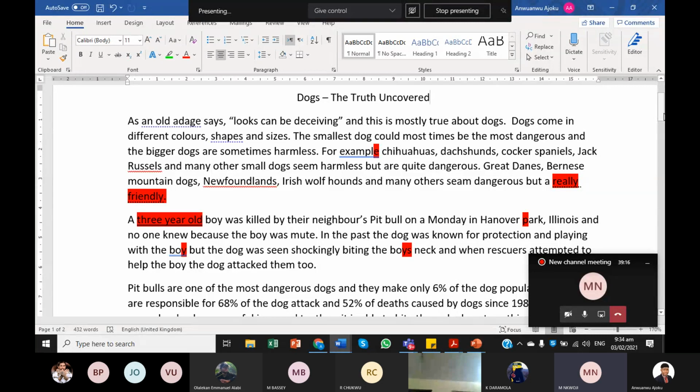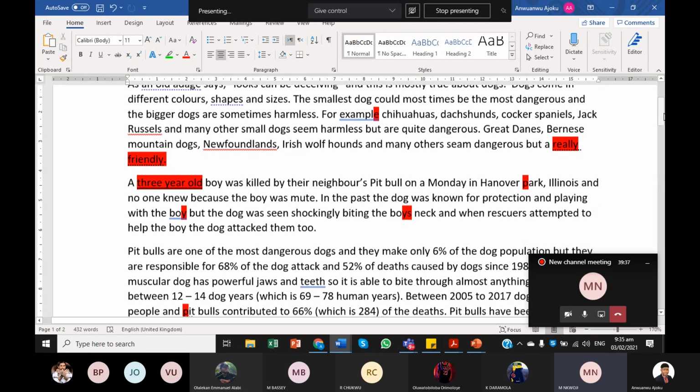For example, chihuahuas, dachshunds, cocker spaniels, Jack Russells, and many other small dogs seem harmless but are quite dangerous. Great Danes, Bernese Mountain Dogs, Newfoundlands, Irish Wolfhounds, and many others seem dangerous but are really friendly.